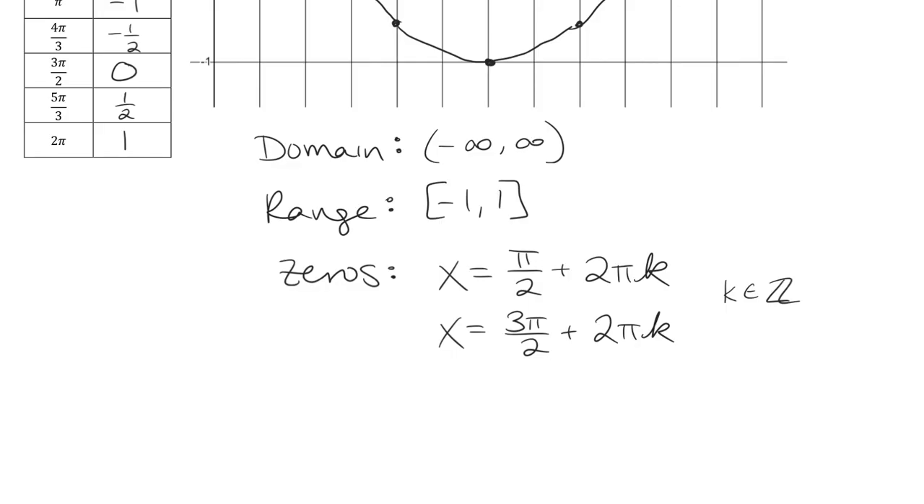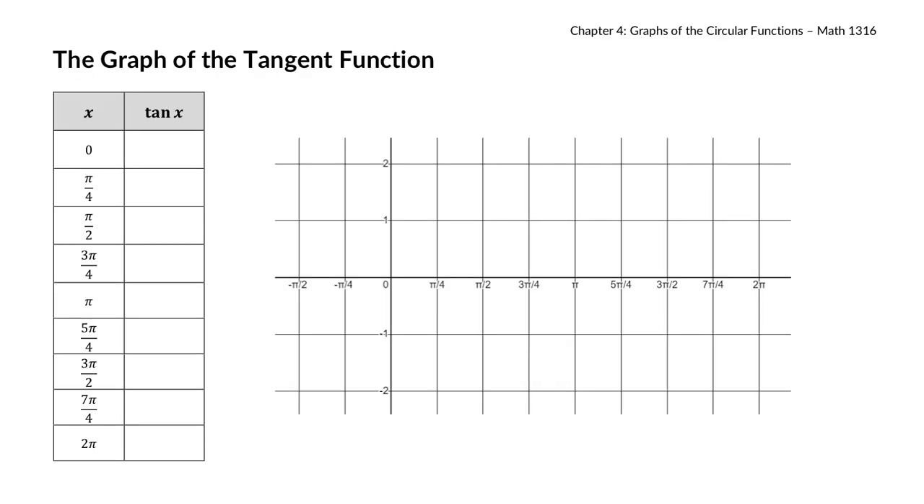So we have the sine and the cosine function, which are waves. We can look at the graph of the tangent function, which is significantly different in shape than the sine and the cosine function, but we're going to build it the same way. So I have some values for tangent from the unit circle I want us to fill out. What is the tangent of 0?